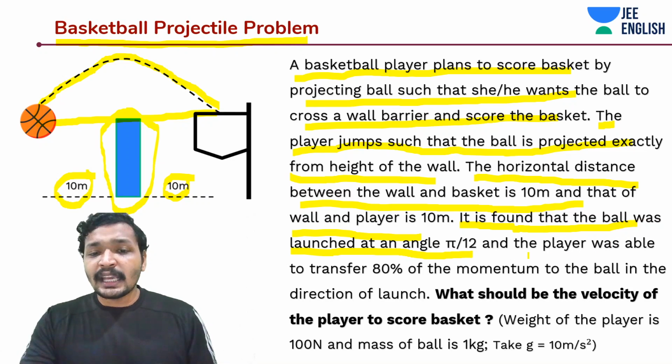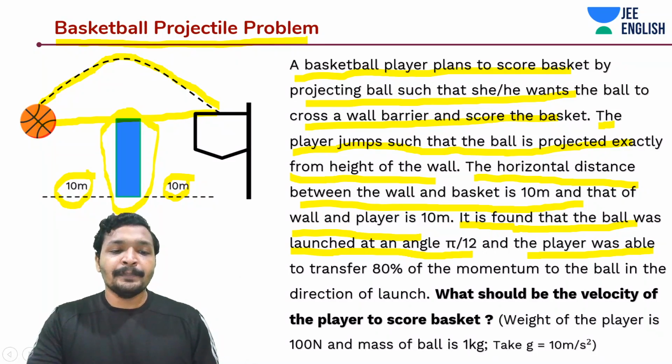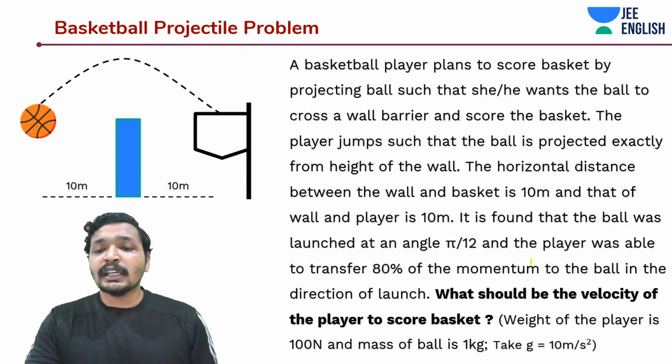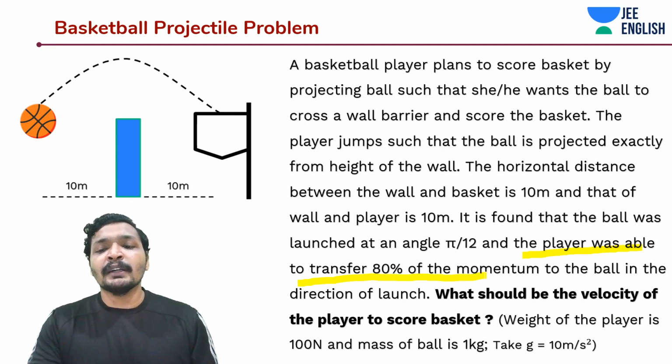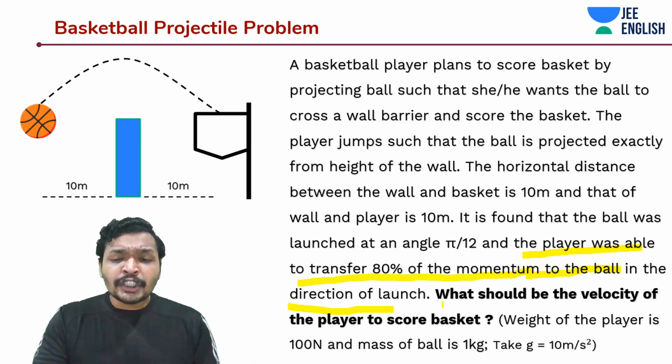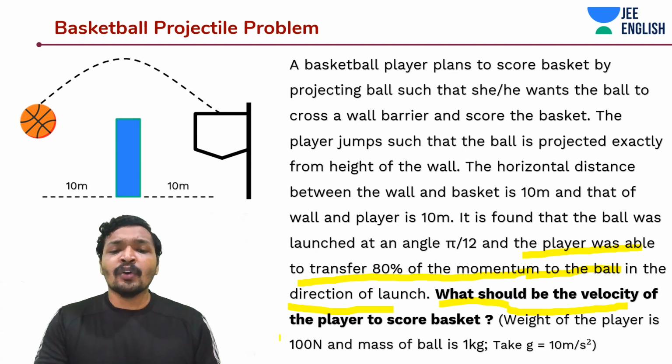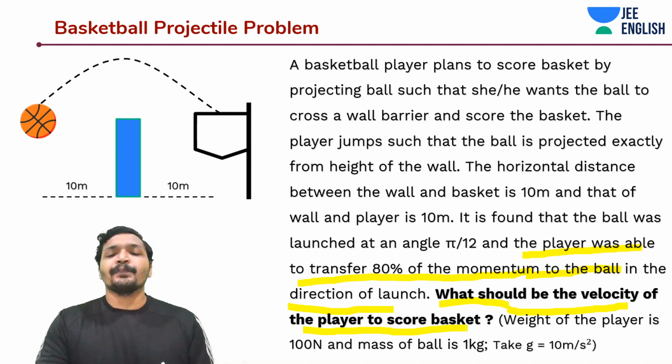The player was able to transfer 80% of the momentum to the ball in the direction of launch. What should be the velocity of the player to score the basket?